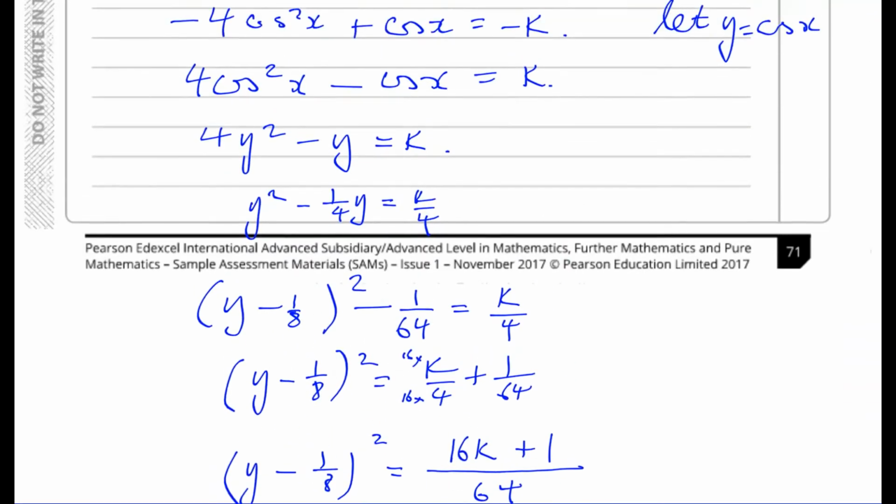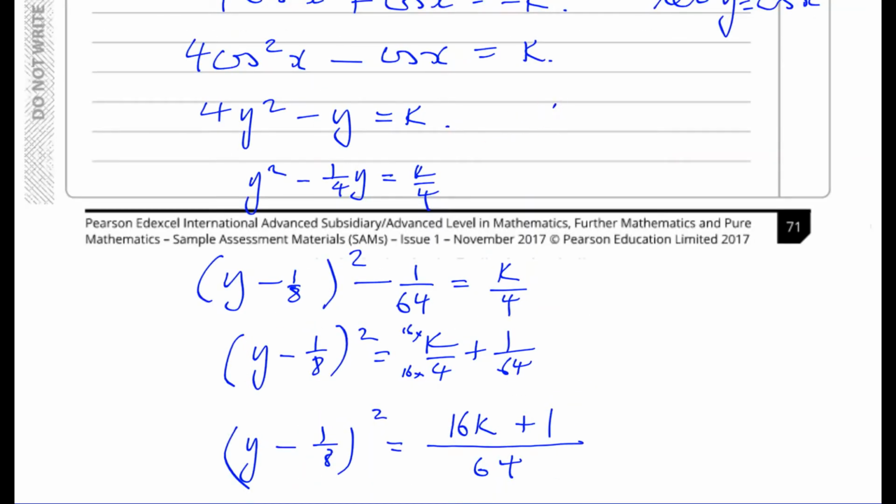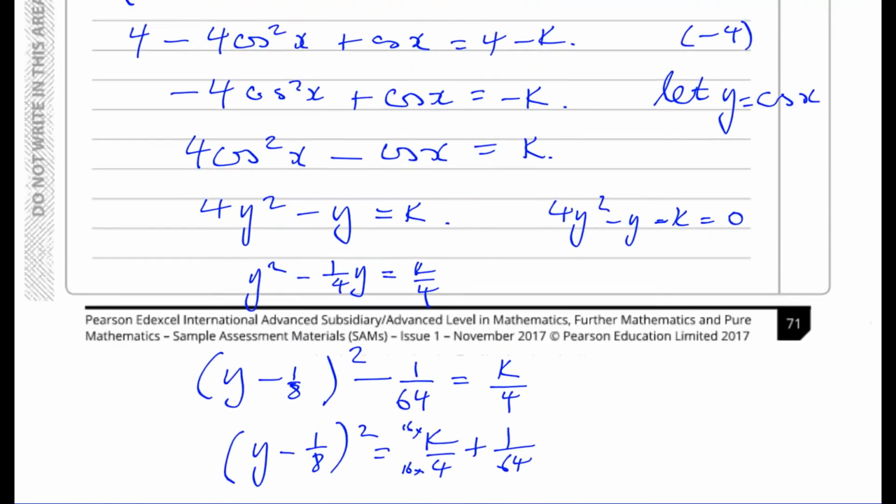We could have, at this stage, written this as 4y squared minus y minus k equals 0, and then used the quadratic formula, where a is 4, b is minus 1, and c is minus k, and we would have got the same thing. I just wanted to use completing the square, but either of them is perfectly fine.